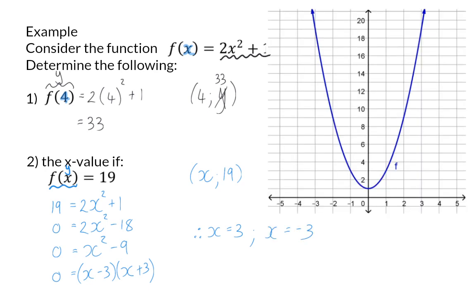If you go and do an accurate sketch of this graph and read from the y value of 19, you will see that you have two x values, one at minus 3 and a second one at 3. And this is exactly what we just determined.